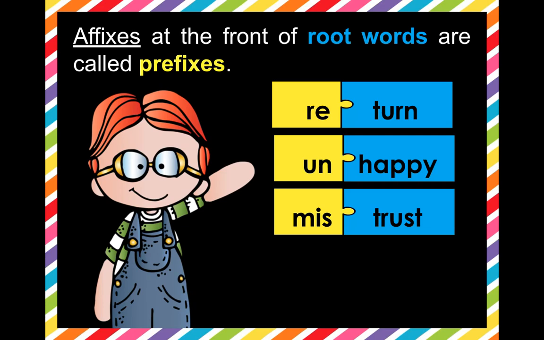Affixes at the front of the root words are called prefixes. For example, return, unhappy, mistrust. Notice how those prefixes change the meanings of the word itself. The base word for return is turn, but return is the opposite of turning. The base word for unhappy is happy, but unhappy is the opposite of being happy. That's the meaning of unhappy.